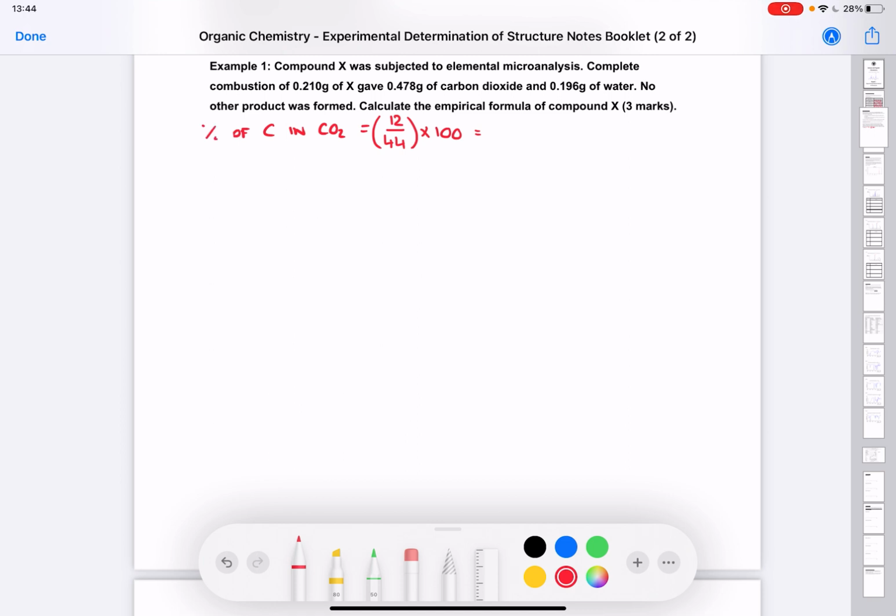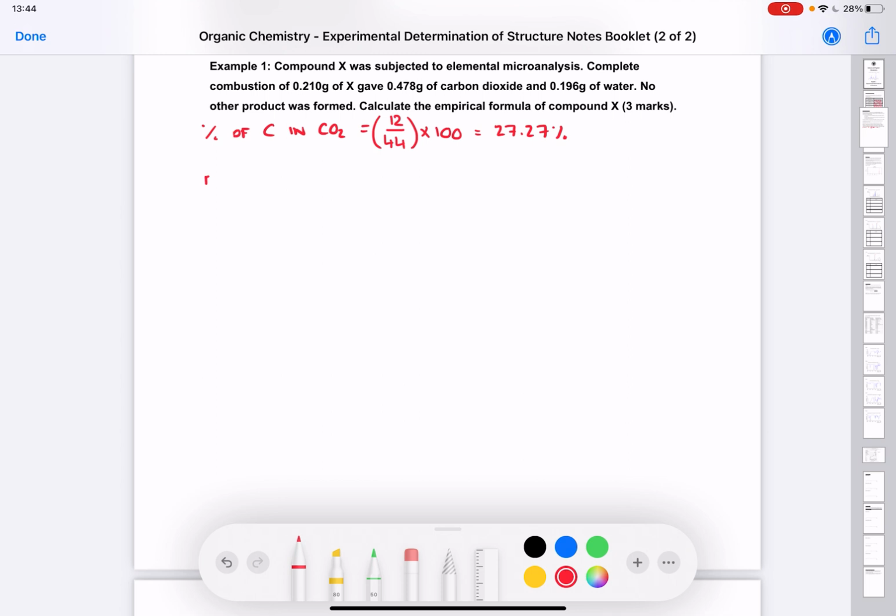So 12 divided by 44 multiplied by the 100 gives you 27.272727. So I'll just round that to 27.27%. So we know that whatever mass of carbon dioxide we have, 27.27% of that is actually carbon.